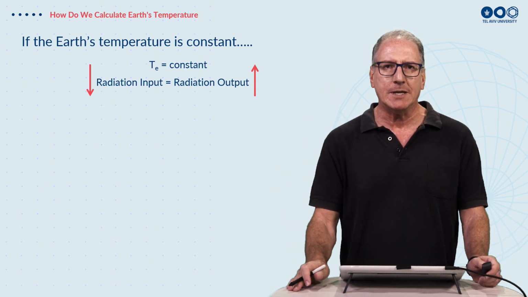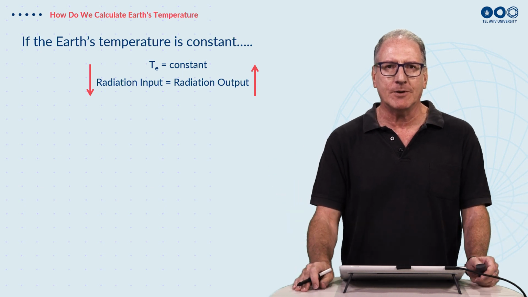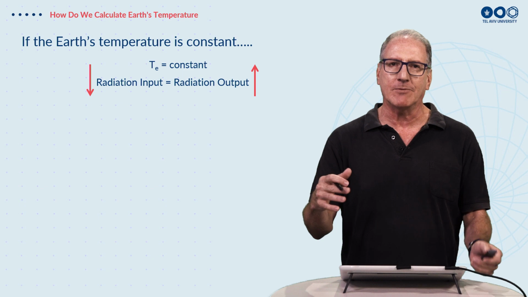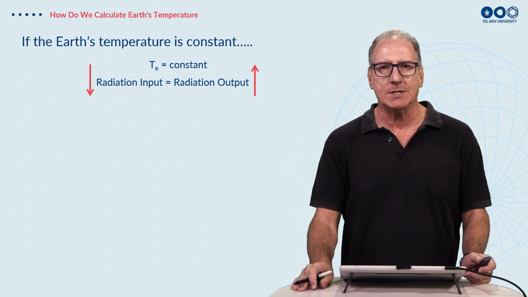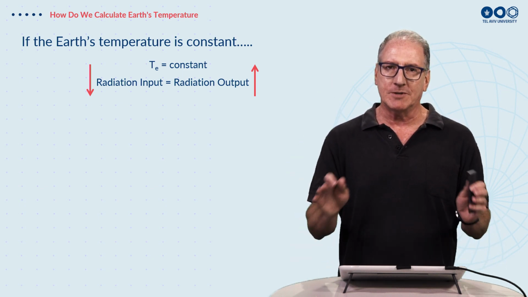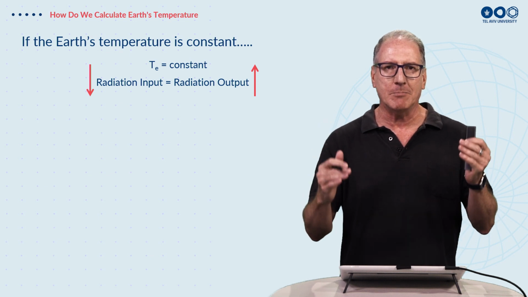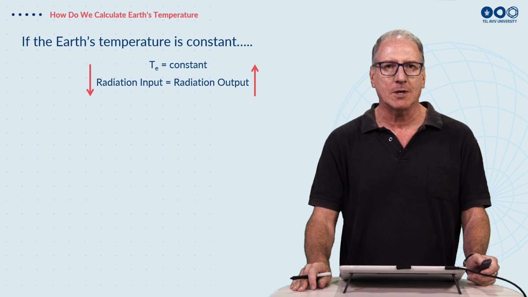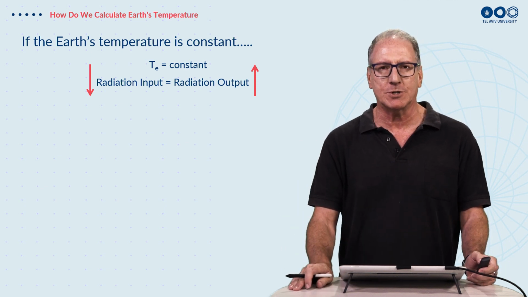This is true for any object even. If an object is warming, it's getting more energy than it's losing. And if it's cooling, it's losing more energy. There's more output than input. If the temperature is constant, there has to be a balance between the two. The incoming energy has to be equal to the outgoing energy, which will give us a constant temperature.